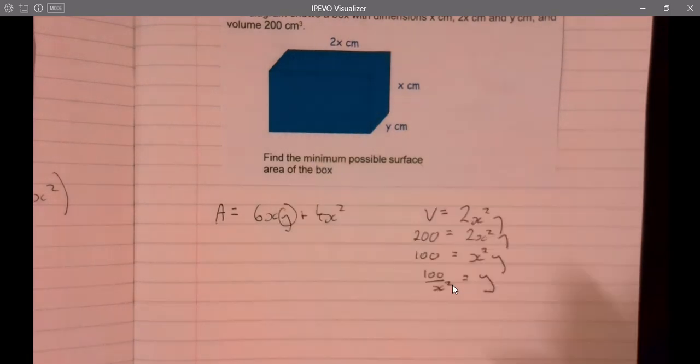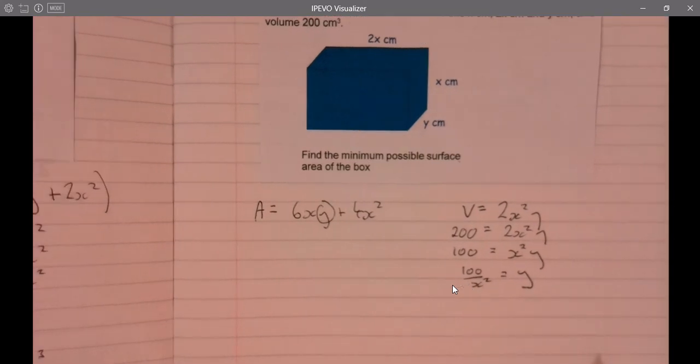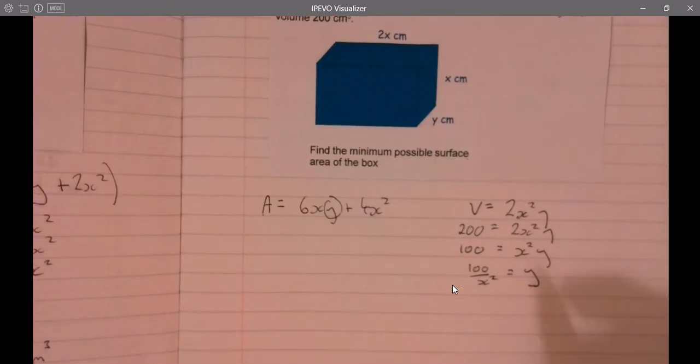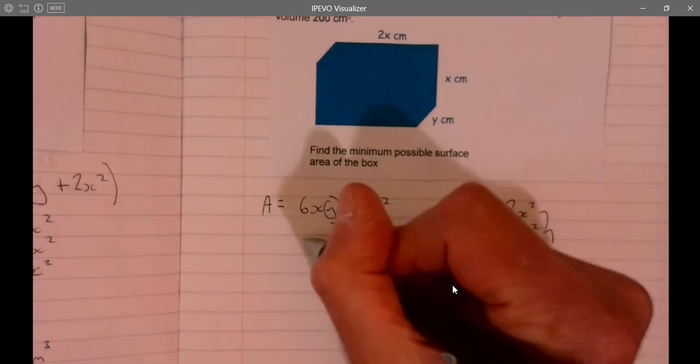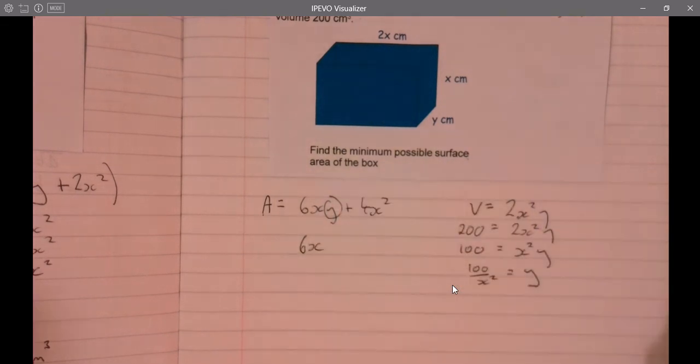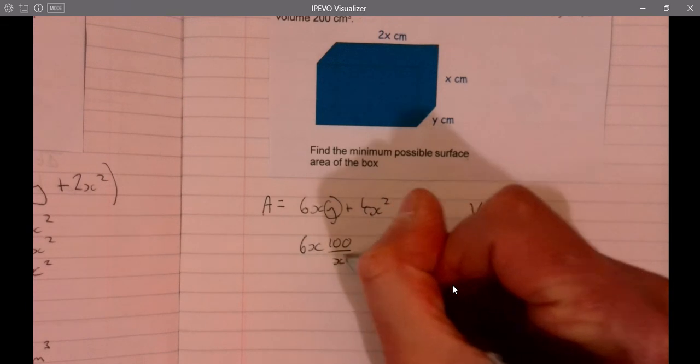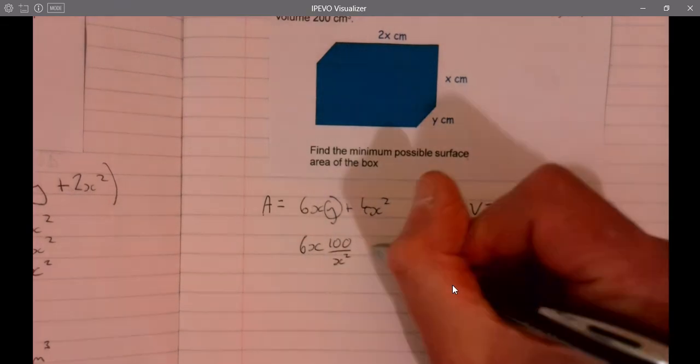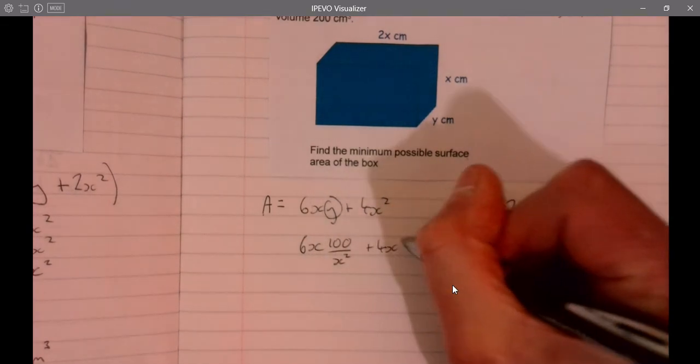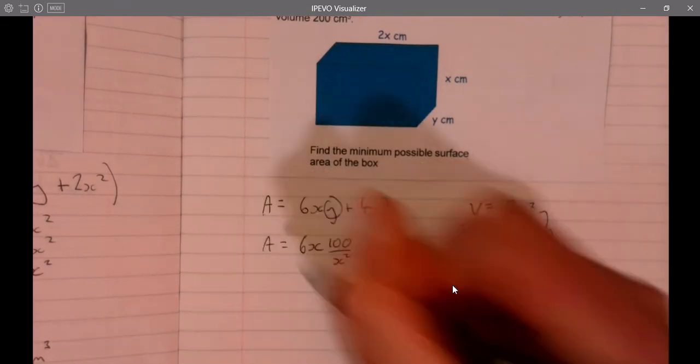And then we're going to rewrite this bit over here. So we've got 6x multiplied by 100 over x squared. And don't forget we still have plus 4x squared. So the area is equal to that.